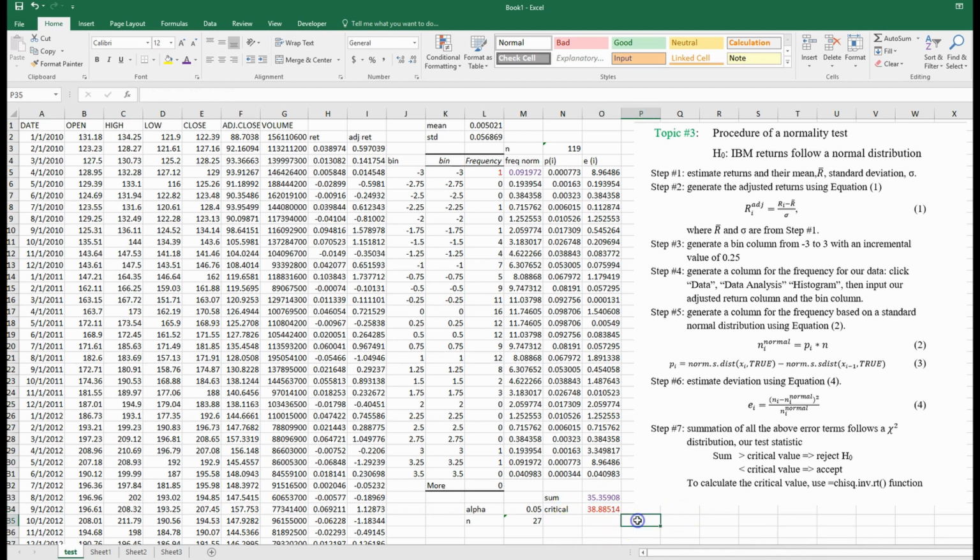So this is our decision. Our decision is: if our test statistic is higher than the critical value, then we reject. Otherwise, we accept, or fail to reject. Because 35 is less than 39, we accept the null hypothesis. If we change this to 1%, the critical value jumps to 45.64.